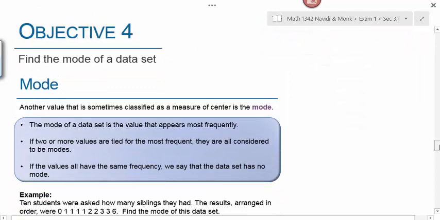Objective 4 is to find the mode of a data set. Another word for mode is most. It's the data value that repeats most often. The mode of a data set is the value that appears most frequently. If 2 or more values are tied for the most frequent, and they have to be tied, then they're all considered to be modes. That's where we get our bimodal or trimodal or multimodal data, but they have to be tied. If the values all have the same frequency, then we say that that data set has no mode.